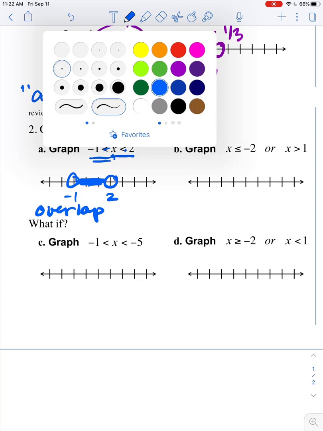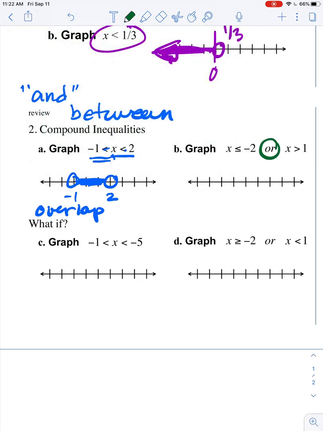In fact, if it's going to be one or the other, we call that an or statement, which is really convenient. And I always think of it as oars on a boat, because if you're in a little boat and you need to use your oars, they're going to be going out each direction, and that's typically what your graph is going to look like versus the line segment that you saw with the between statement.